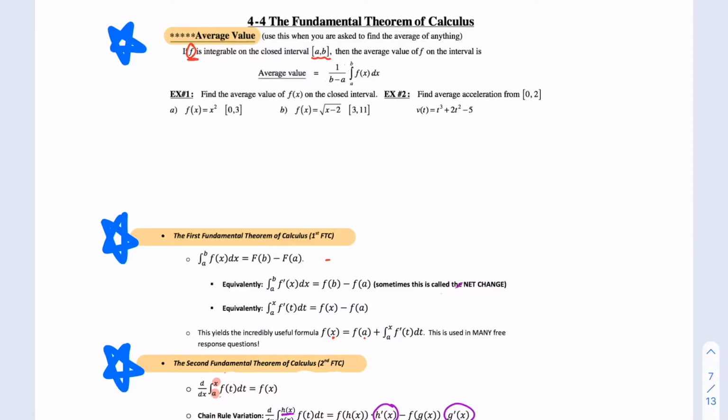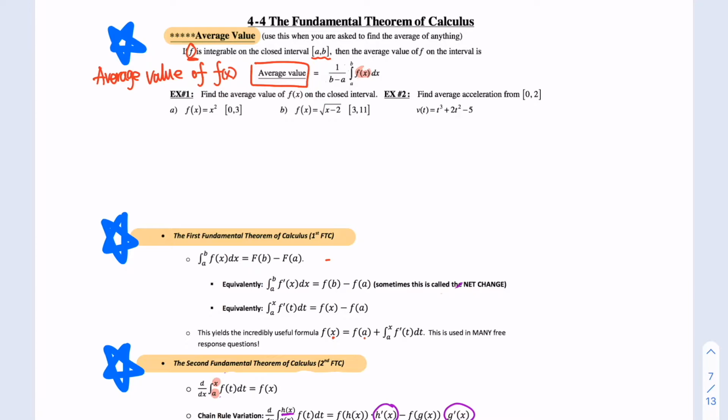So for function f, the average value of f(x) for function f of x is given by 1 over b minus a, integration a to b f(x) dx. So a and b are the lower and upper boundaries. So let's have a look at some of the examples.